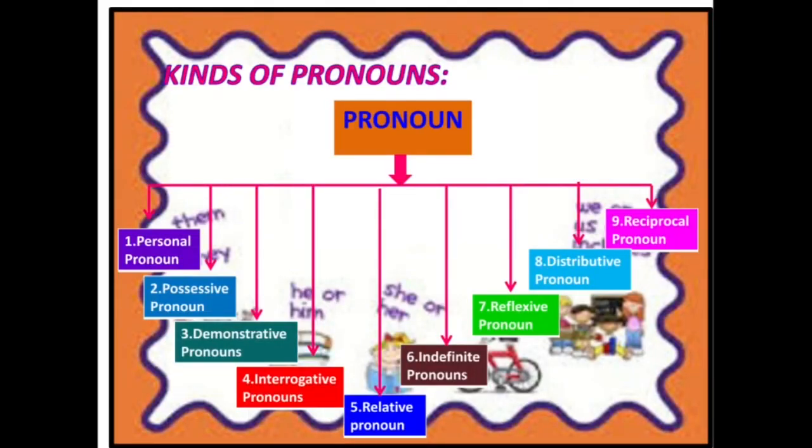Kinds of pronouns. Number 1, personal pronoun. Number 2, possessive pronoun. Number 3, demonstrative pronoun. Number 4, interrogative pronouns. Number 5, relative pronouns. Number 6, indefinite pronouns. Number 7, reflexive pronouns. Number 8, distributive pronouns. Number 9, reciprocal pronoun.